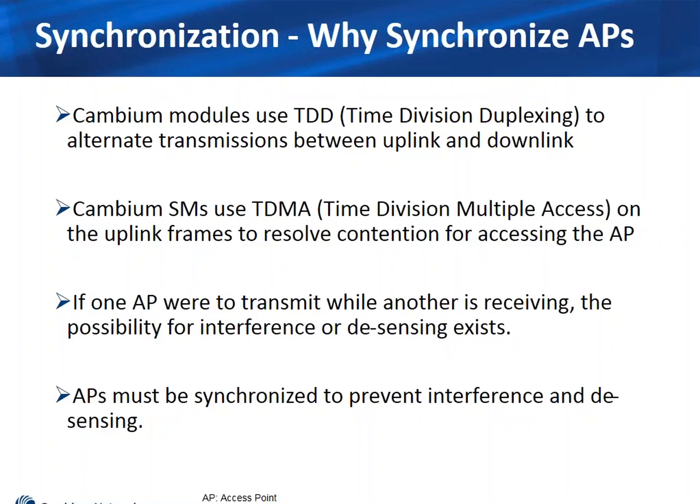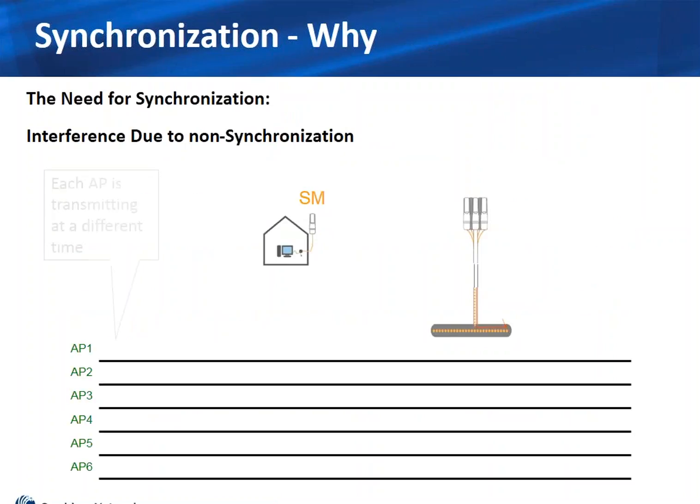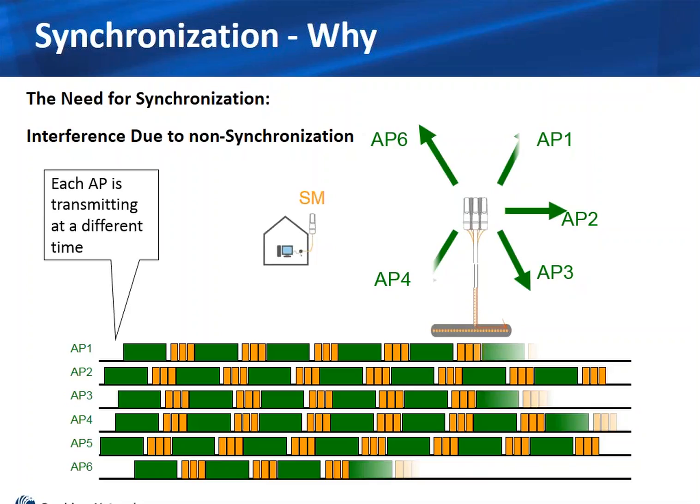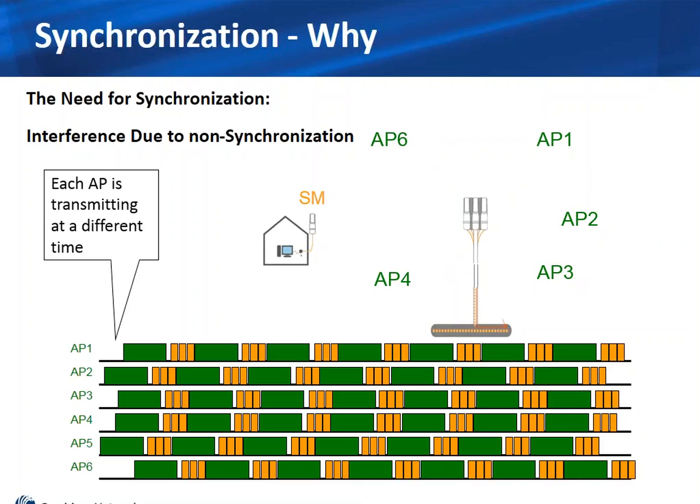You can click through here. I think we have a couple of animations that help bring this to life. So here is an initial animation that shows up to 6 access points all co-located on a single tower, single structure, transmitting at various different times because they're not synchronized. These green and orange blocks represent the different TDD duty cycles, or TDD instances.